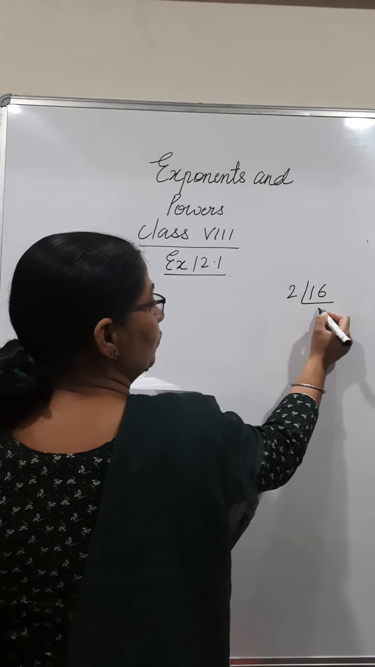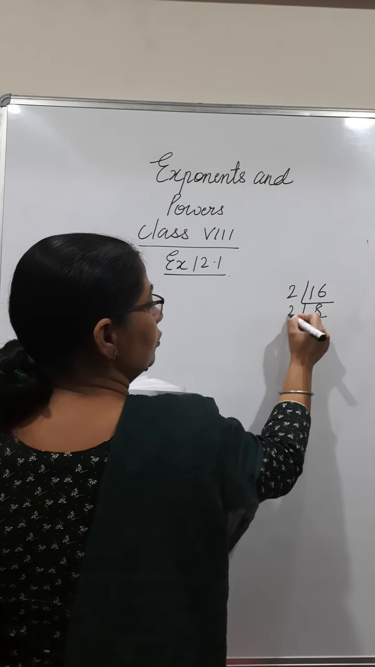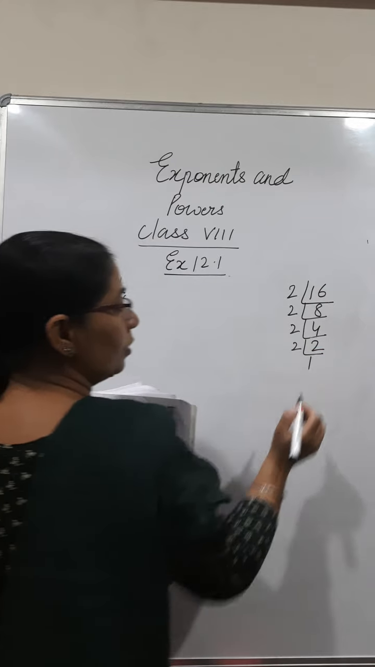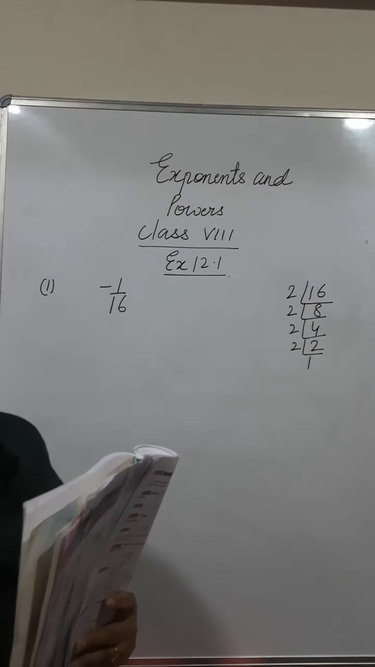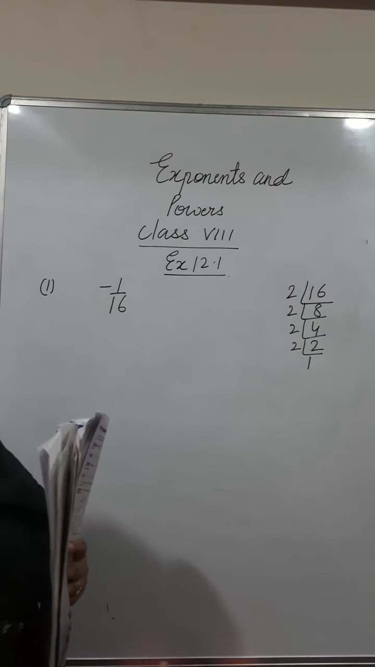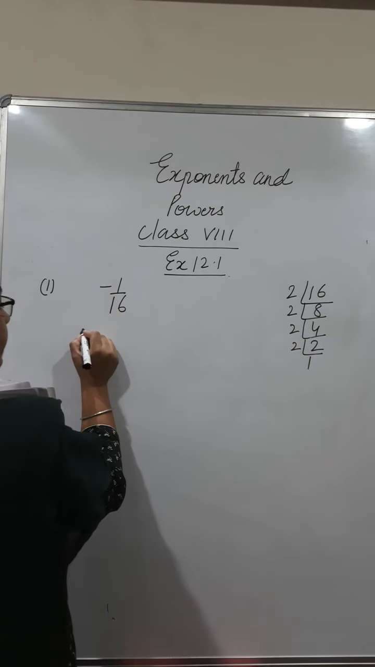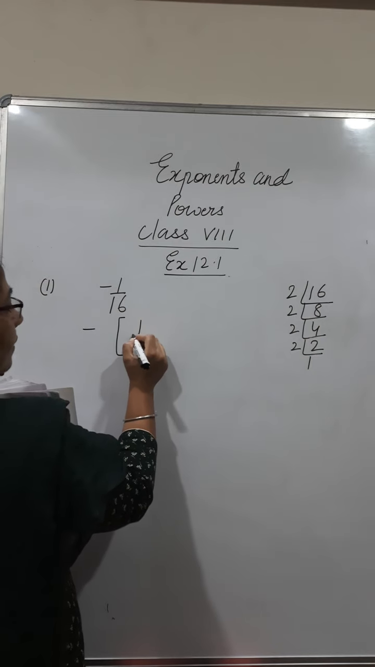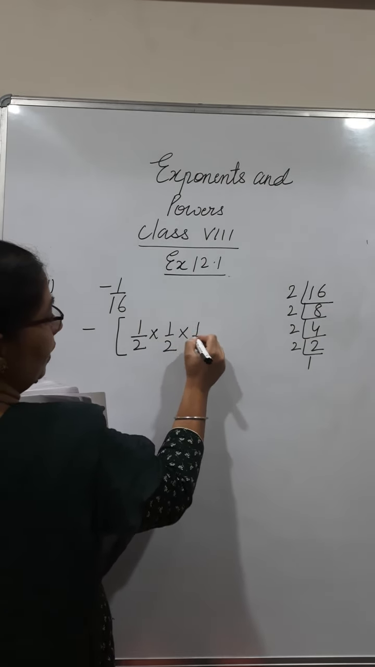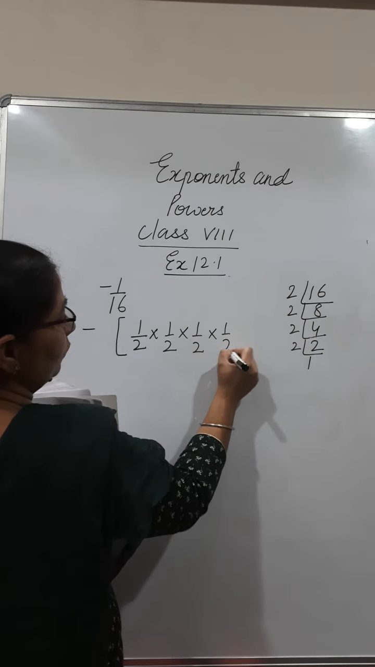In the table of 2, 2 8s are 16, 2 4s are 8, 2 2s are 4, and 2 1s are 2. How many times are you getting this 2? You are getting this 2 4 times, which is an even number. So this negative sign will be written outside, and you will write this 1 by 16 as 1 by 2 into 1 by 2 into 1 by 2.